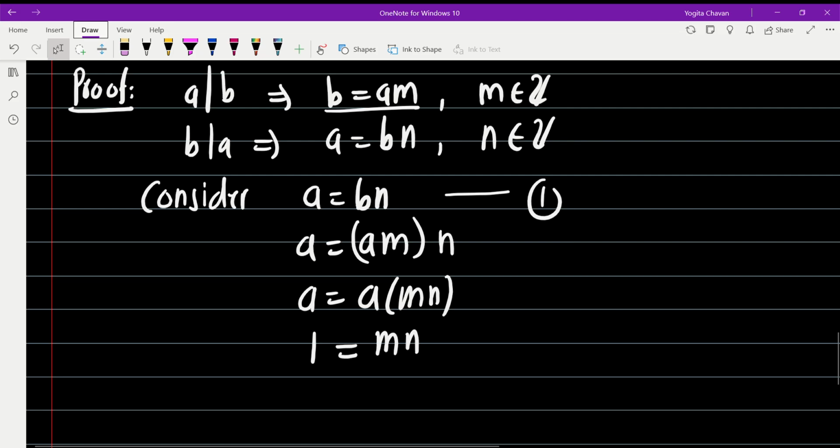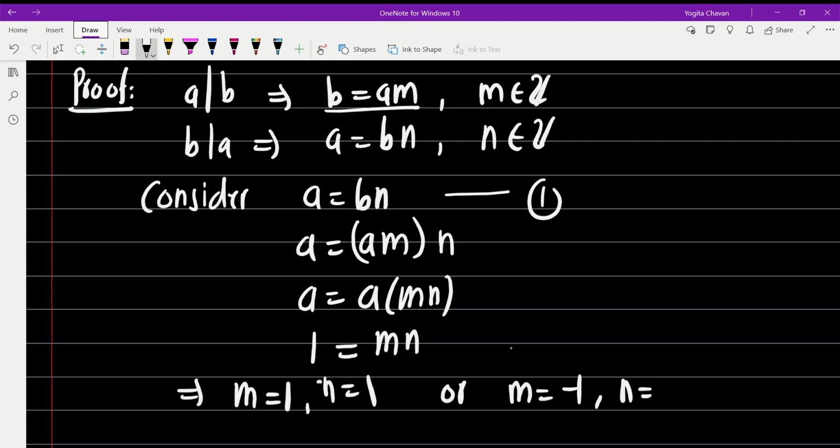Now see, M is an integer, N is an integer, and the product of two integers is 1. So what are the possibilities of M and N? The product of the two integers M, N is coming 1. This implies M is equal to 1, N is equal to 1. M and N both will be 1, only then their product will be 1. And one more possibility, M is equal to -1, N is also equal to -1. Both can be -1 also, so that their product is equal to 1.